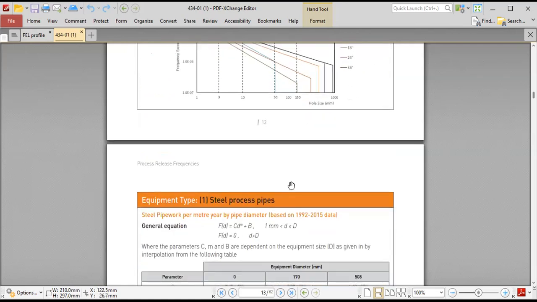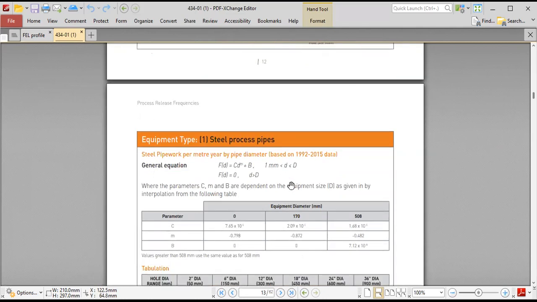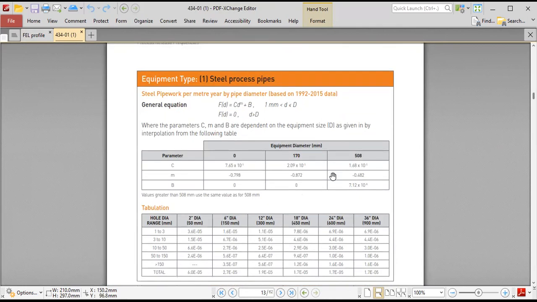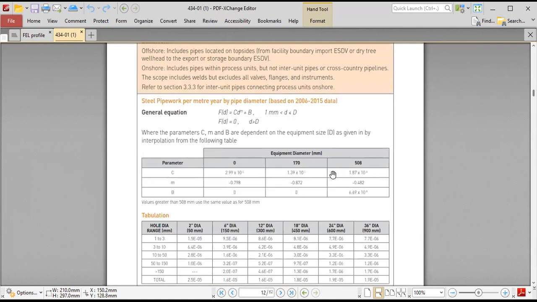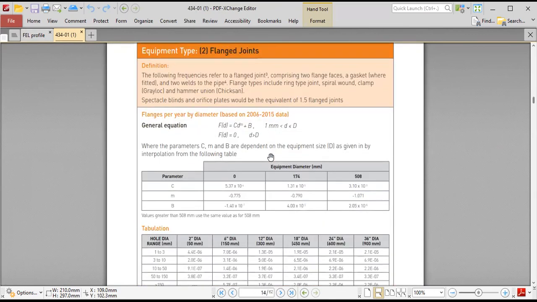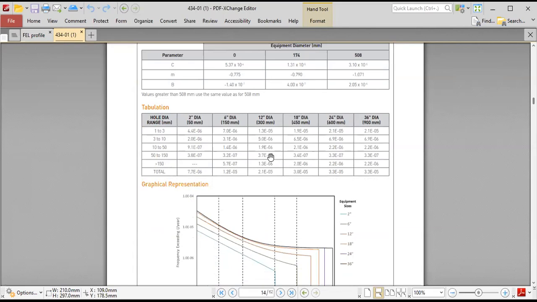I want to go to something that you can relate with. So this second table is for data based on 1992 to 2015. If you read through the parts of the document that we kind of skipped, they explained why they segregated between the one from 1992 to 2015 and the one from 2006 to 2015. So there are flange joints. You can look through what the flange joint is.